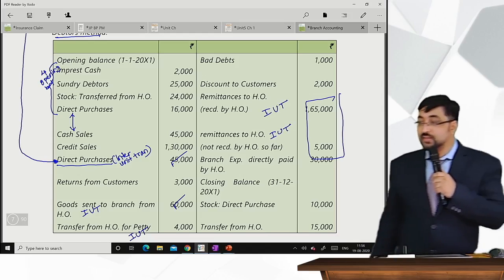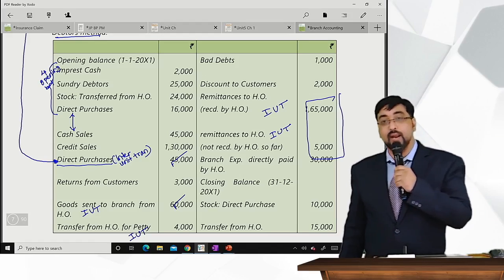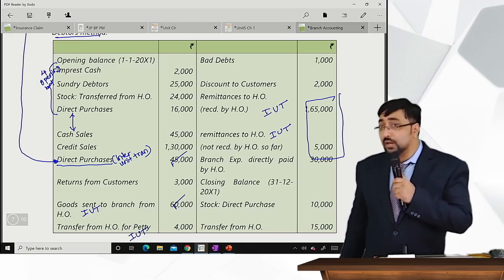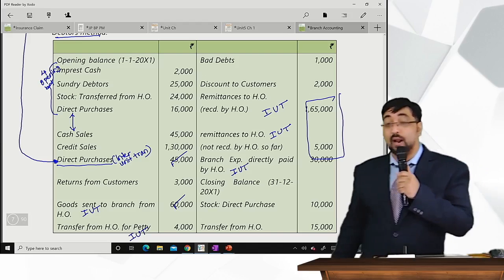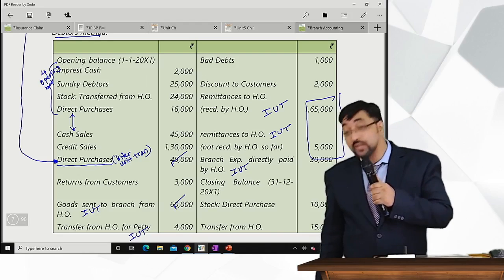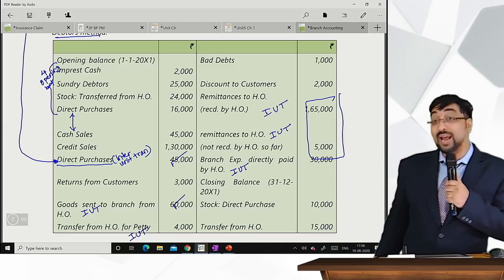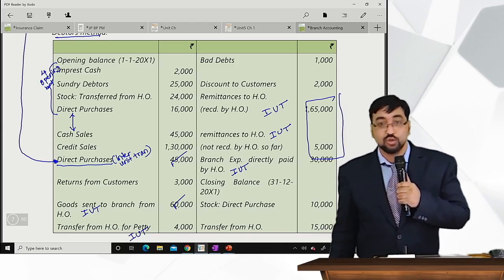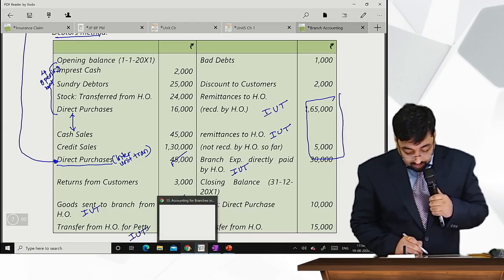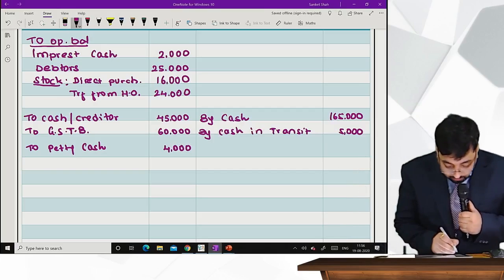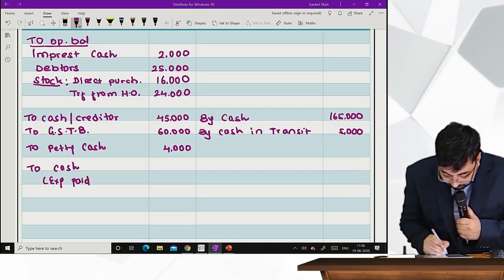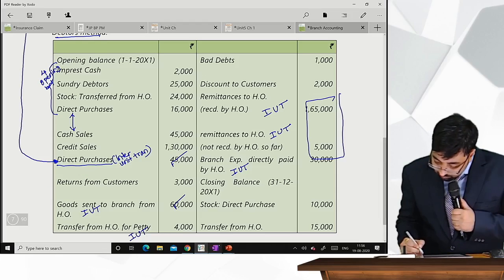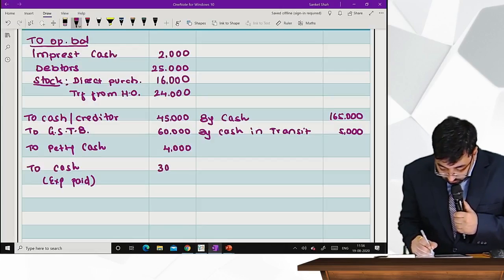Branch expenses directly paid by HO. Tell me whether this is IUT. Yes, this is an inter-unit transaction in which HO is going to pay 30,000 for expenses incurred by the branch. So here the entry will be in the branch HO angle: branch account debit to cash, expenses paid. So what is the amount? 30,000. Very good.